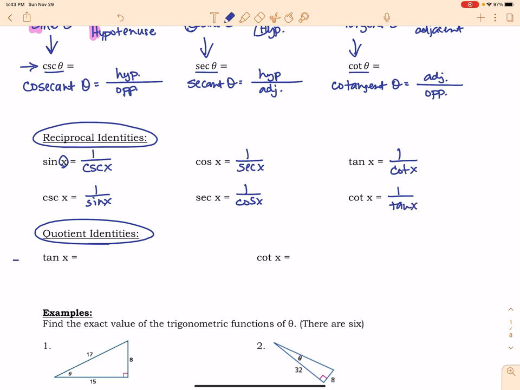Now, these two right here we're going to use a lot. The quotient identities are really important. So you have to understand that tangent is actually the sine of x over the cosine of x. And cotangent, since it's the reciprocal of tangent, is cosine x over sine x. That's going to be really, really important to us when we get to the unit circle.